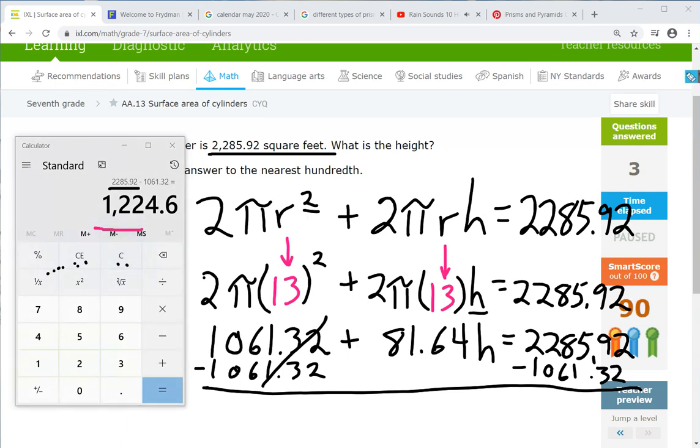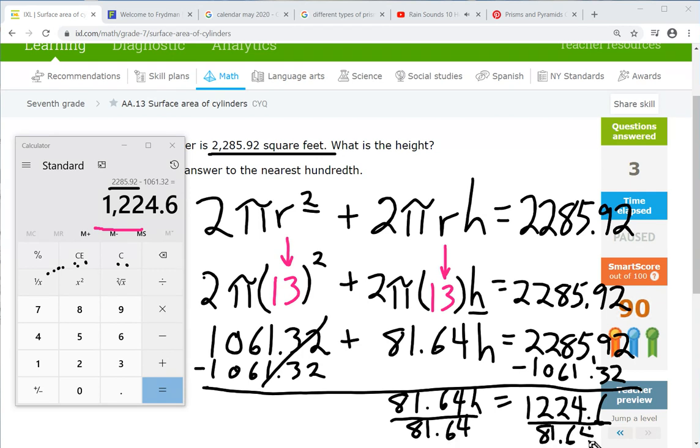So this over here is 1,224.6, and that is equal to 81.64 H. And now our last step is we're going to divide both sides by 81.64. So we would get H is equal to whatever this turns out to be.